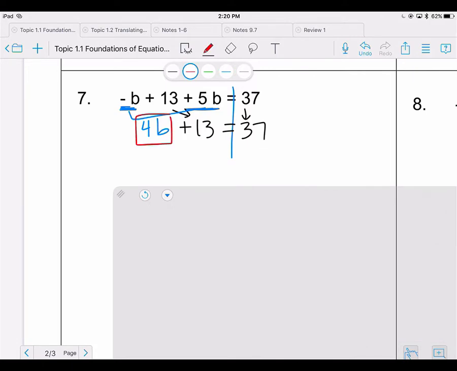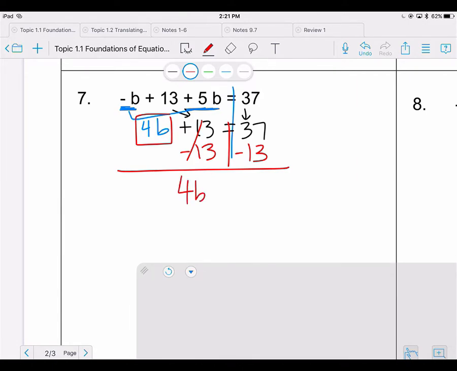From here, I box my term and I'm ready to move. So I subtract 13 from both sides because 13 is positive and I need to move it. I have 4b left on the left side and 24 on the right side. I divide both sides by 4 and find that b is 6.